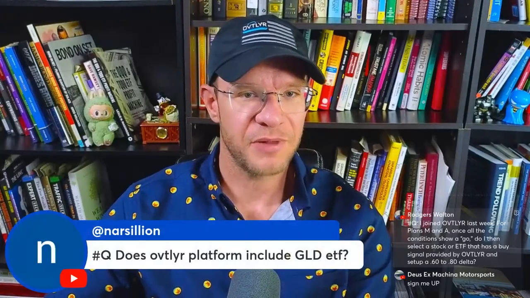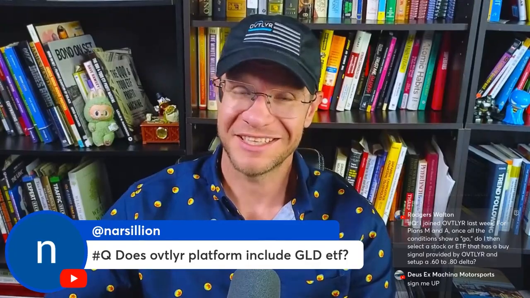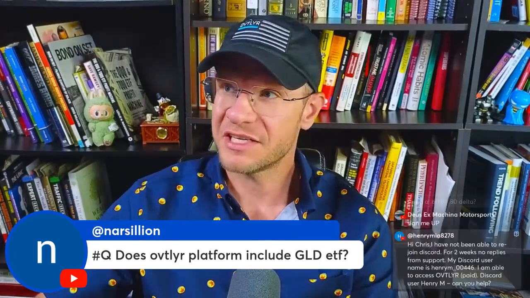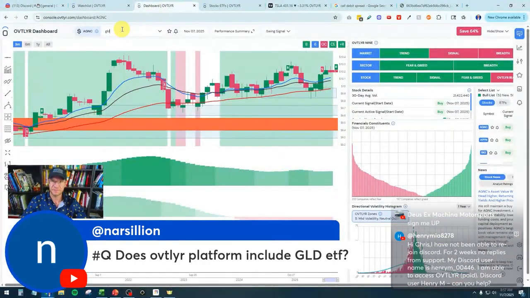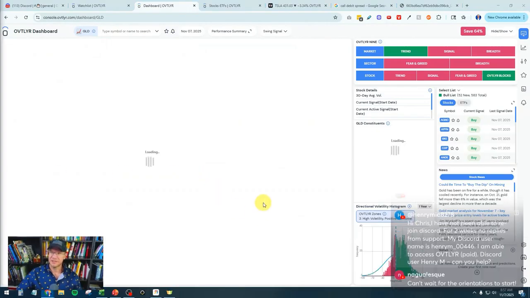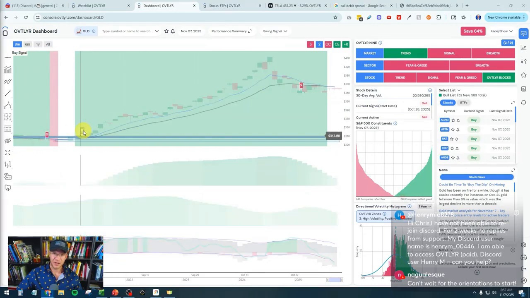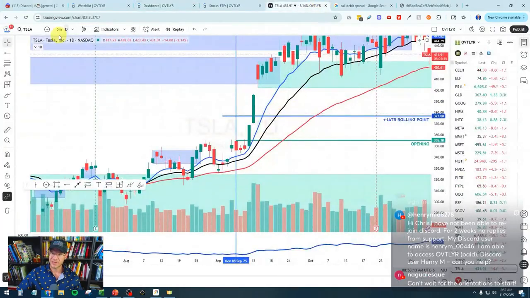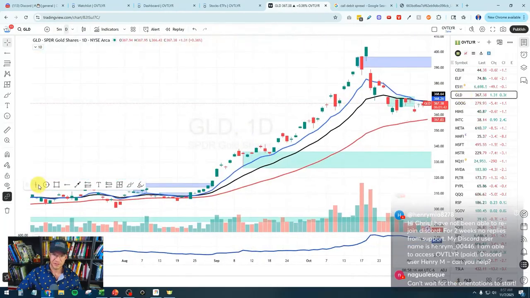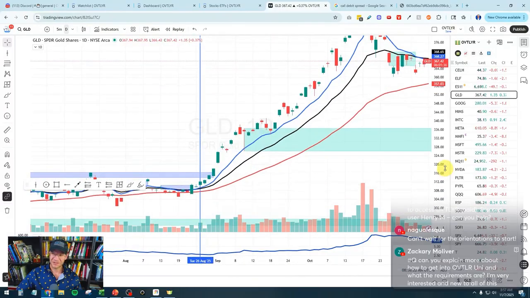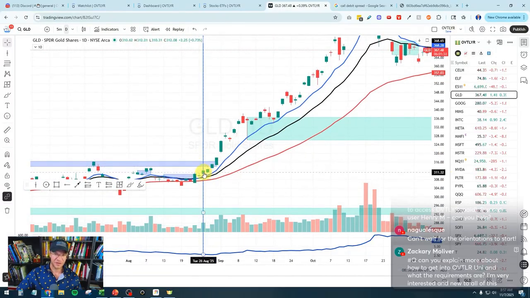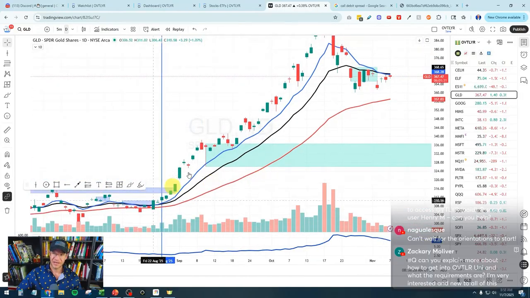Let's see. So many good questions today. Does the Outlier platform include the GLD ETF? Actually, not only does it include the GLD ETF, the GLD ETF went on a humongous monster run right after the buy signal came. Let me show you. This is GLD. And the buy signal came on August 26th. Right there. That's gold's huge run. Outlier told you the buy signal on that date. Right there, as it ran like crazy.